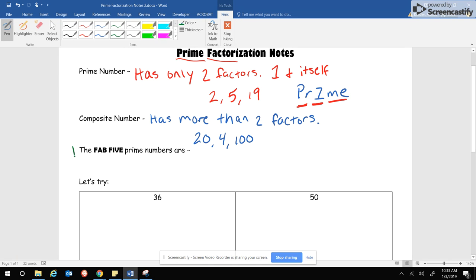All right, I want you to put a star by this next part. I call these the Fab Five. Most of the time we're doing prime factorization, these are the 5 prime numbers you're going to see most often. Not all the time, but the majority of the time. So I want you to memorize them. We've got 2, 3, 5, 7, and 11. Those are the most common prime numbers we have. So when we get to prime factorization and how we do it in just a second, anytime we see one of those numbers, we're going to circle it because it's a prime number.